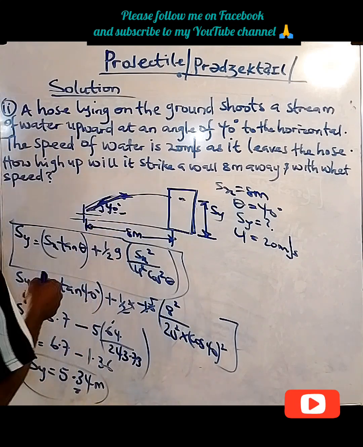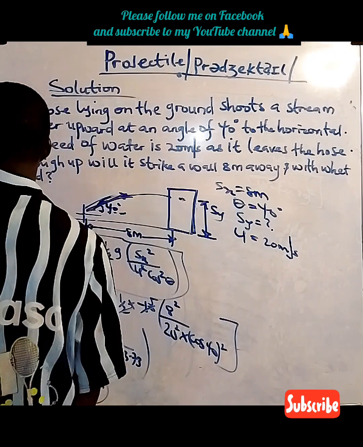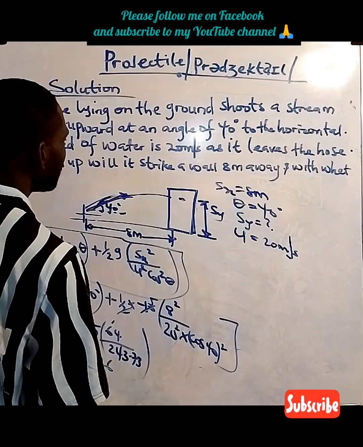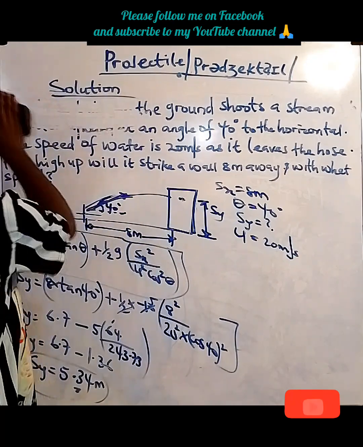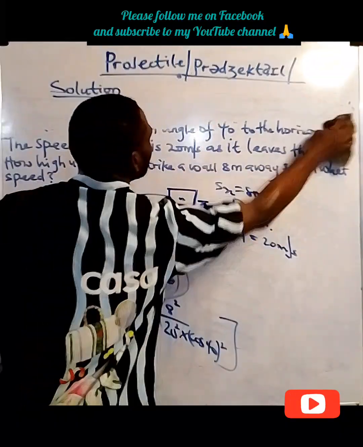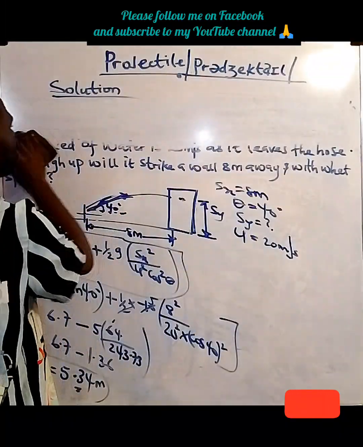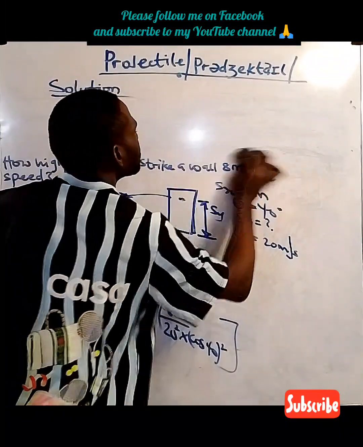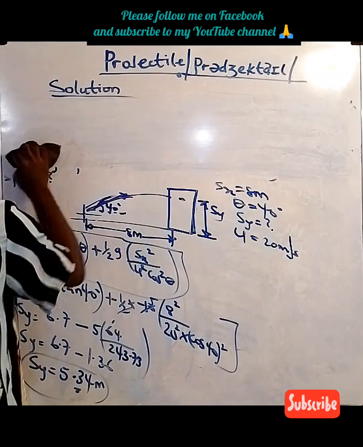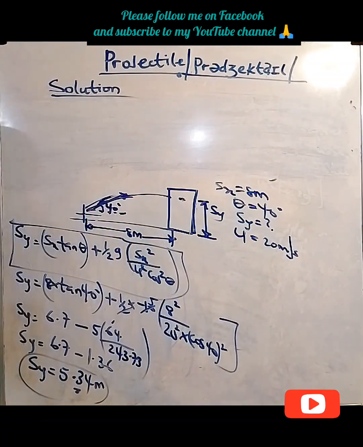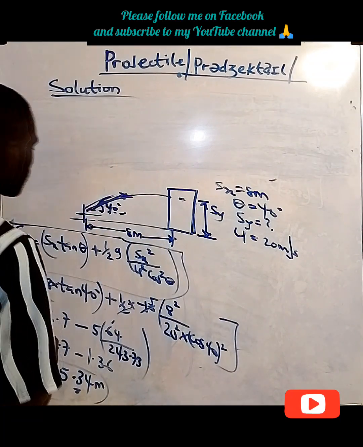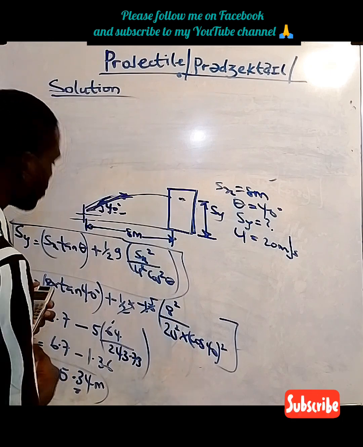We are also asked to get the speed with which it's going to hit the wall. That's the next question: what speed will it hit the wall with? That's the landing velocity. The second question is landing velocity. So what speed will it hit the wall with?